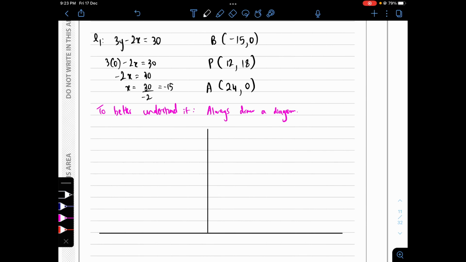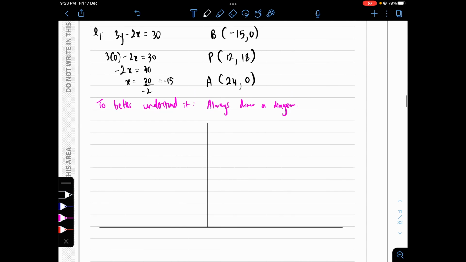They're part of the y quadrants, so we only have to draw the first two. So B is the negative 15. So I'll just do B over here. This is 0. And then we have 24 is probably around here. 24, 0. We have negative 15, 0. And then we have P, which is around here somewhere. So if I draw it around here somewhere, that's around about where P would be.